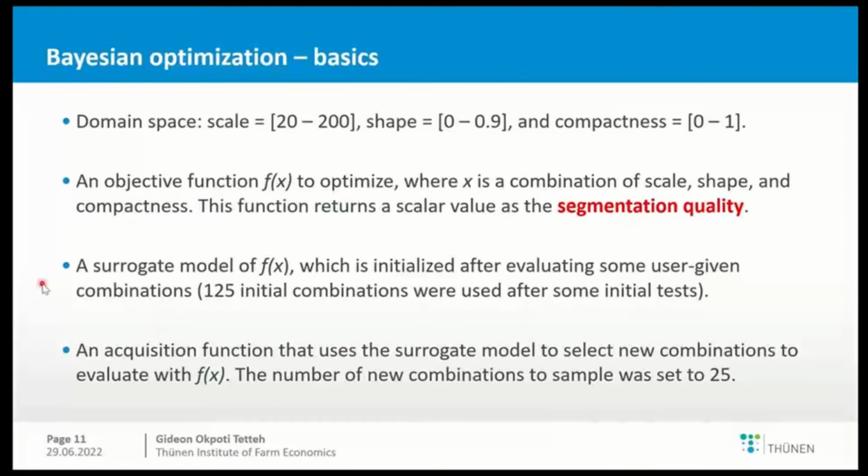And the third thing to define is a so-called surrogate model, which is simply initialized by evaluating some user-given combinations. In my case, I used 125 initial combinations, which I gave to the algorithm. And then finally, there's an acquisition function, which is used in sampling new parameter combinations with the highest probability of optimizing the objective function. In my case, I sampled 25 new combinations.